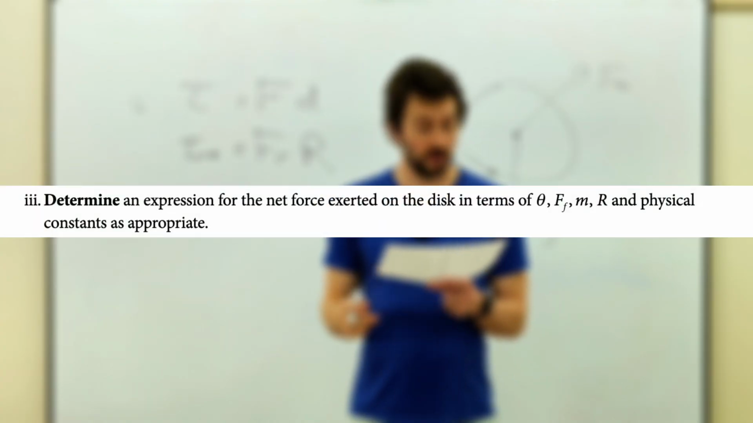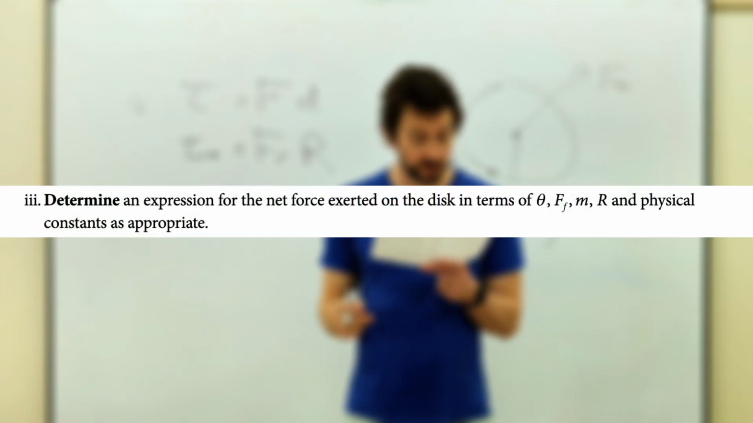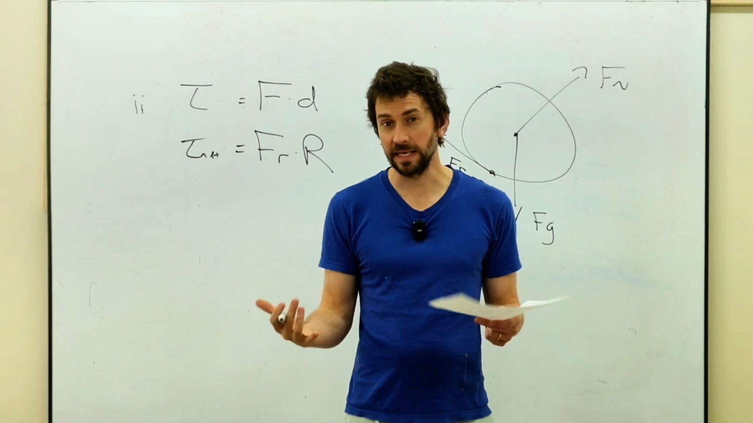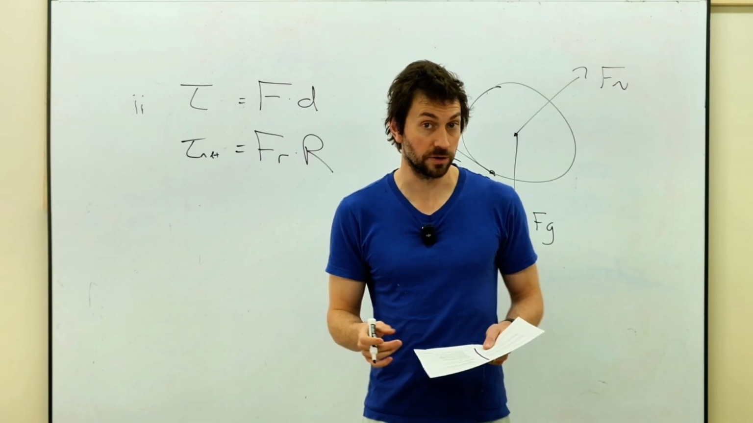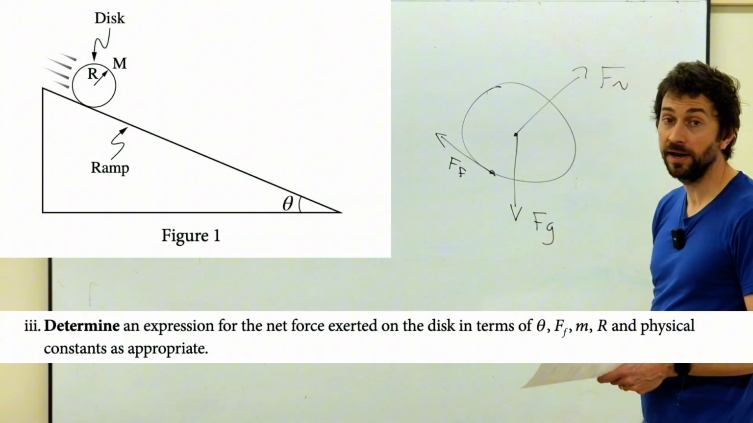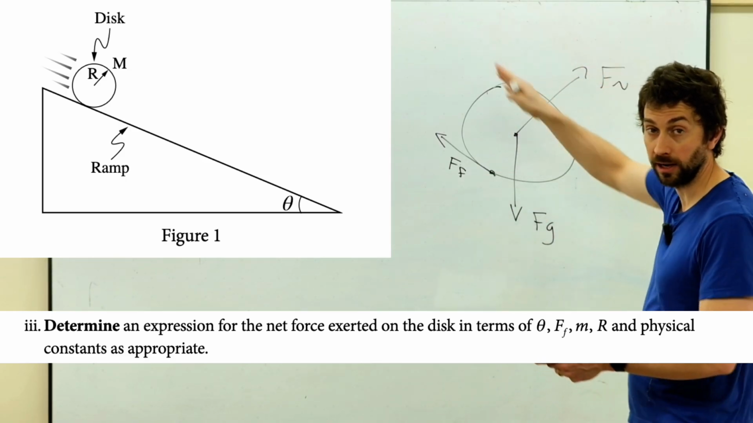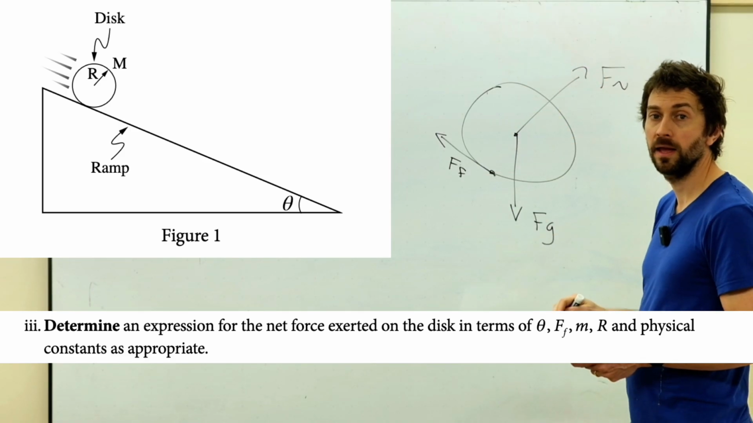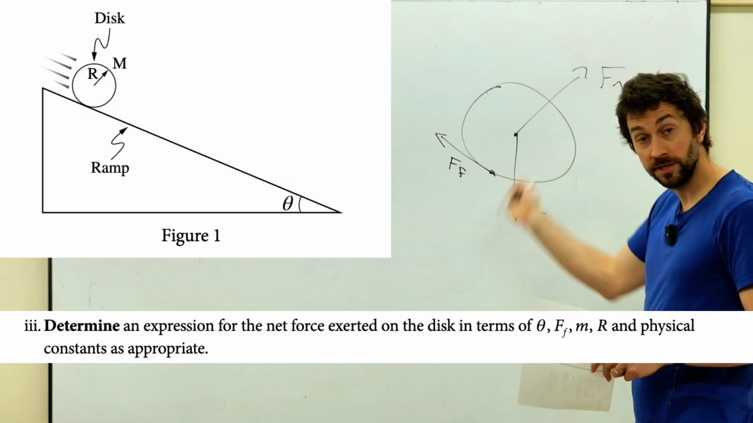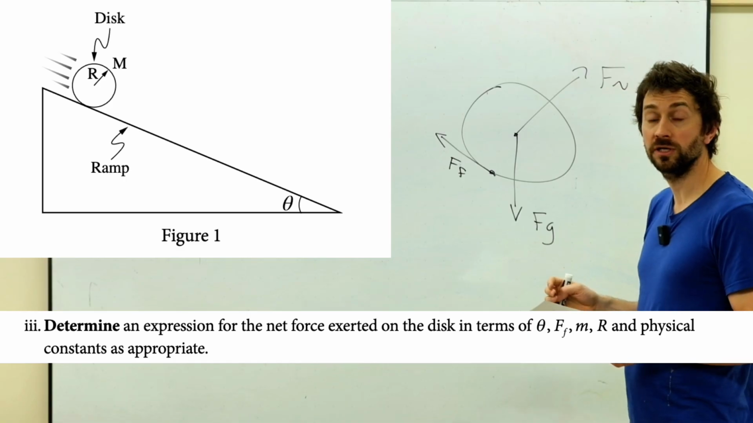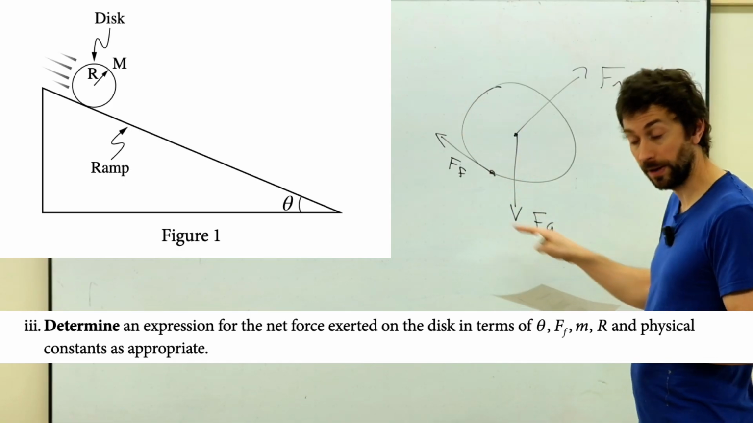3. Determine an expression for the net force exerted on the disk in terms of theta, F_f, M, R, and physical constants. So this is also determine, which is going to be easier than the derive word. If we look at the free body diagram, we can imagine the forces going perpendicular and parallel to the surface. The perpendicular ones are balanced. There's no acceleration up or down. So there's just going to be a net force going parallel.